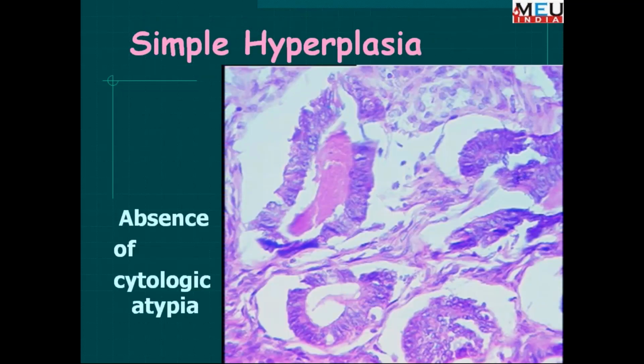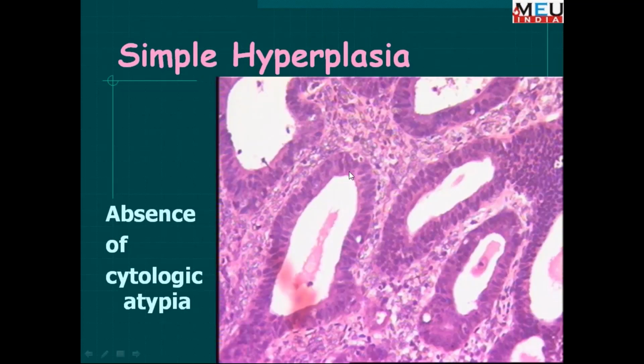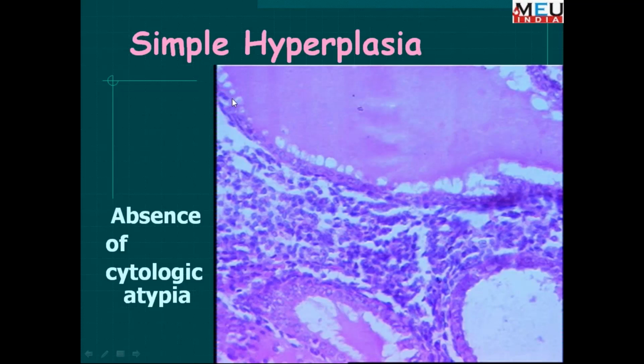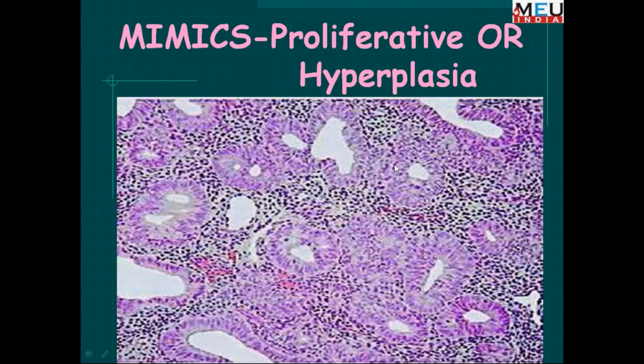If you see, the cytological atypia is absent. Another slide in which we do not see any cytological atypia, and there are no vacuoles in the glands. Here in this slide there are some vacuoles, but the cytological atypia is absent. These are the mimics of hyperplasia. As I said, quite often there is a proliferative endometrium that looks like hyperplasia, and again this has to be correlated with the clinical picture and the last menstrual period. It's dicey sometimes.